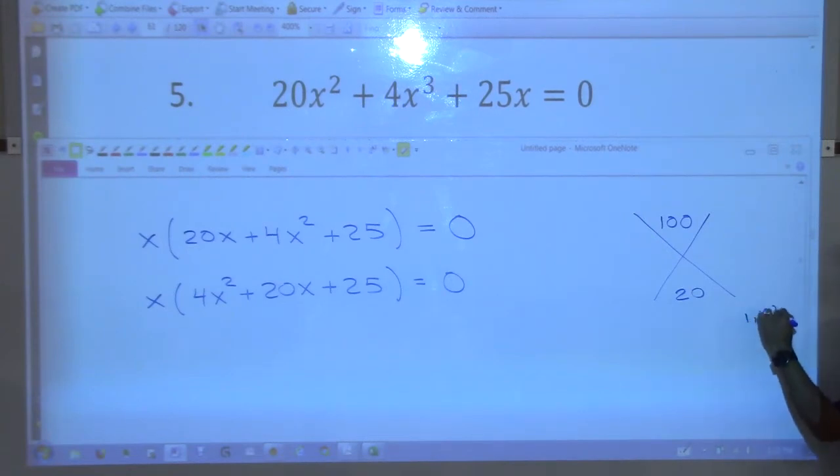So 1 and 100 won't work. 2 and 50. 3, how about 4 and 20? 5 and, what is it? Wait, hold on. Why did I put 4 and 20? 4 and 25. Are we going to get it? 10 and 10. Oh, so it's way down here on this list. 10 and 10.